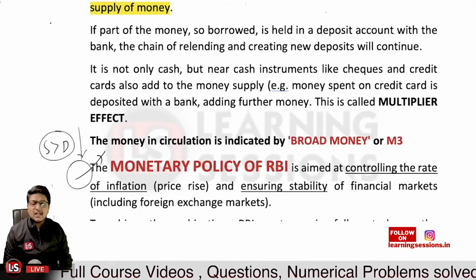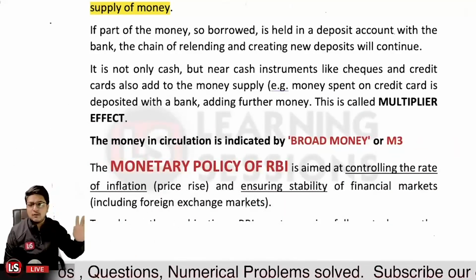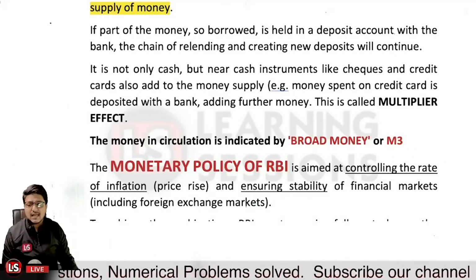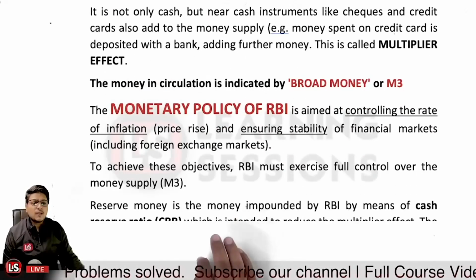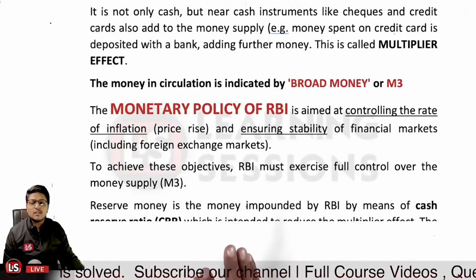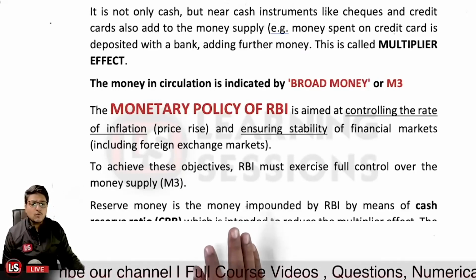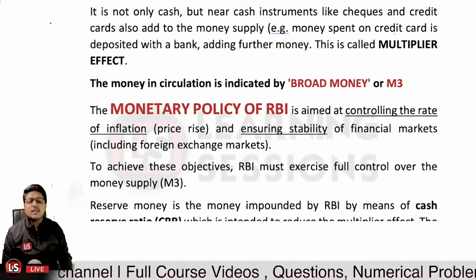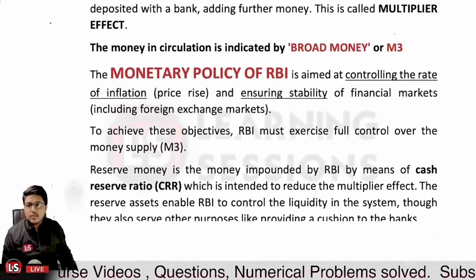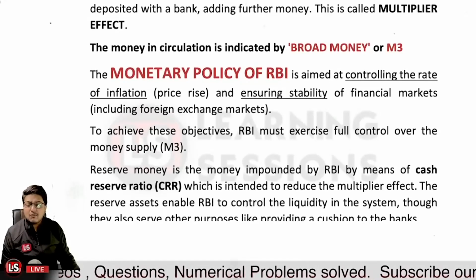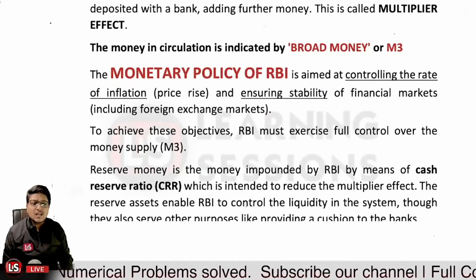So as to ensure economic stability and financial market stability, and to control the rate of inflation, the RBI has the monetary policy with it. To achieve these objectives, the Reserve Bank of India is to exercise full control over the money supply. Money is impounded by the Reserve Bank of India by way of the cash reserve ratio. So we can say that by way of CRR and SLR, the Reserve Bank of India constricts the bank.